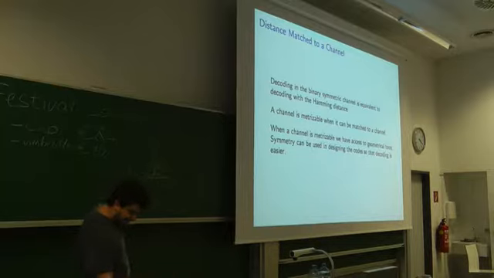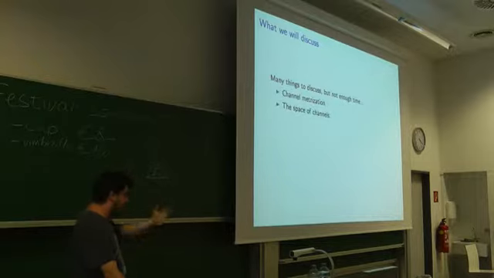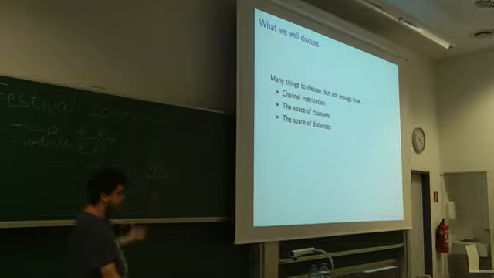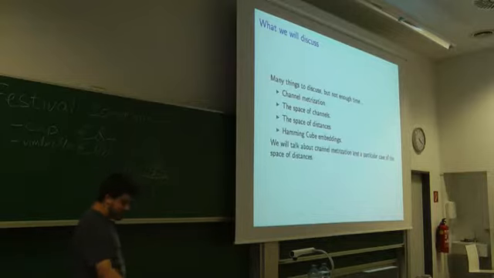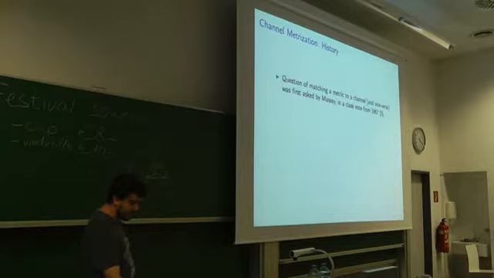So there are many things to discuss and not much time. I could talk about channel metrization, the space of channels, the space of distances, and then Hamming cube embeddings. I'm going to try to talk about channel metrization and maybe a little bit of the space of distances, and comment on the others if time permits.